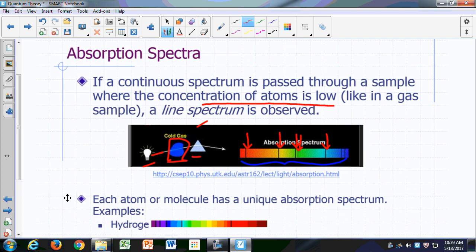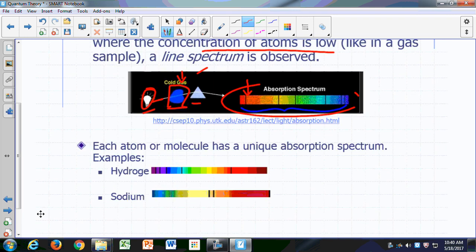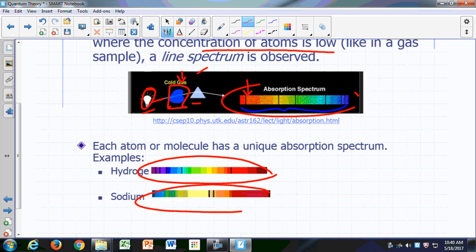Now this particular observation is called an absorption spectrum, because these dark lines are due to light from the source that has been absorbed by the atoms in your sample, which in this case is the cold gas. And again, each atom or molecule has a unique absorption spectrum. So this is what you would see for hydrogen. This is the absorption spectrum that you would see for sodium.